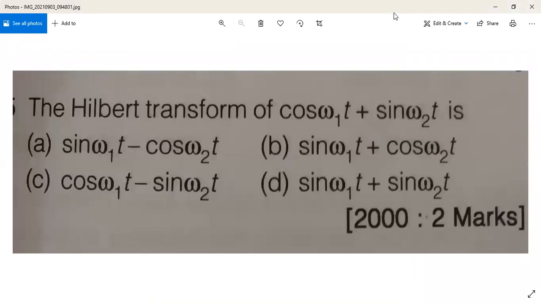Next question. In this question, what you can see is the Hilbert transform of cos omega 1t plus sin omega 2t. So where have we seen this Hilbert transform? Can anybody remind me where we have seen this Hilbert transform?